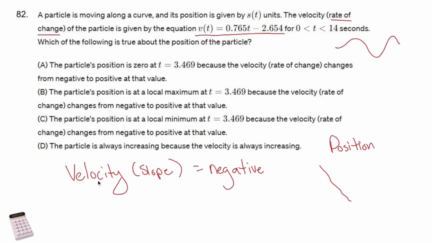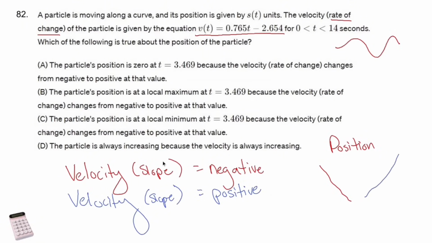But if the velocity, or the slope, is negative, the position follows a negative slope. It's going down. If the velocity, also known as the slope, is positive, okay, that means its position is following a positive slope, so it's going up. So there's two things that we're looking at here.